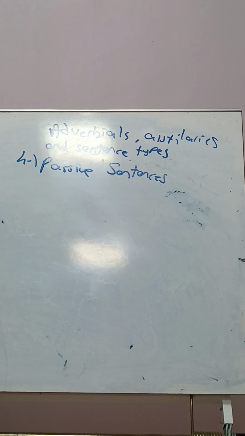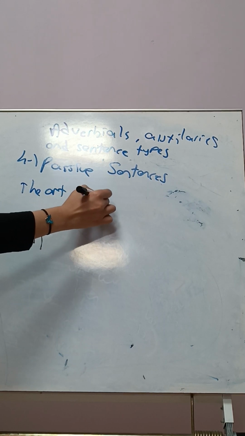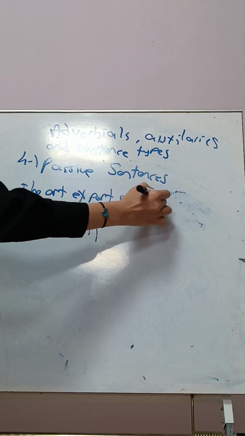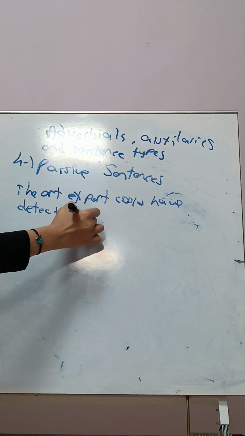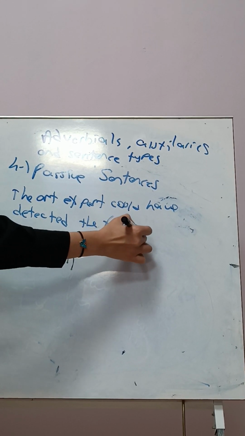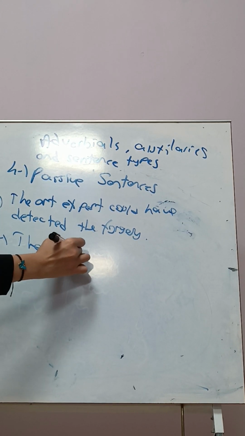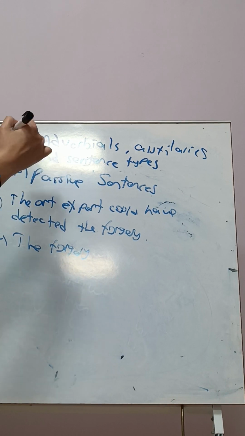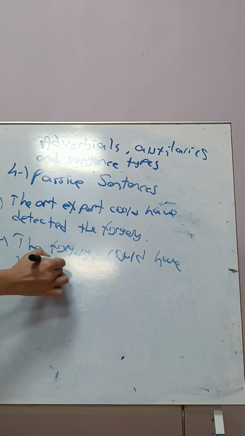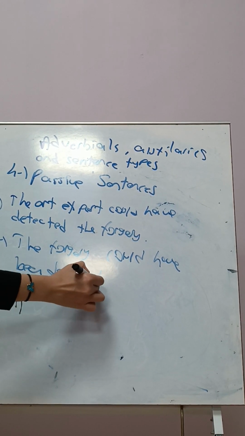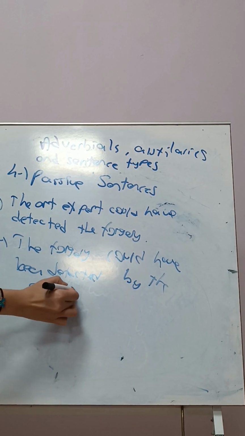And now, let me give an example for you. The art expert could have detected the forgery. Could have been detected by the art expert.